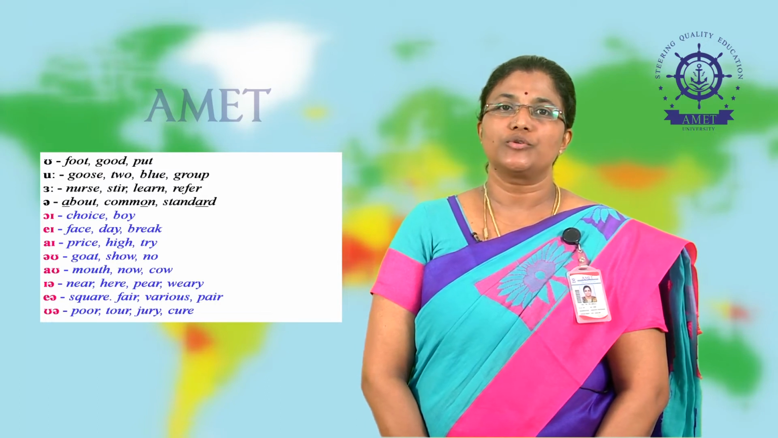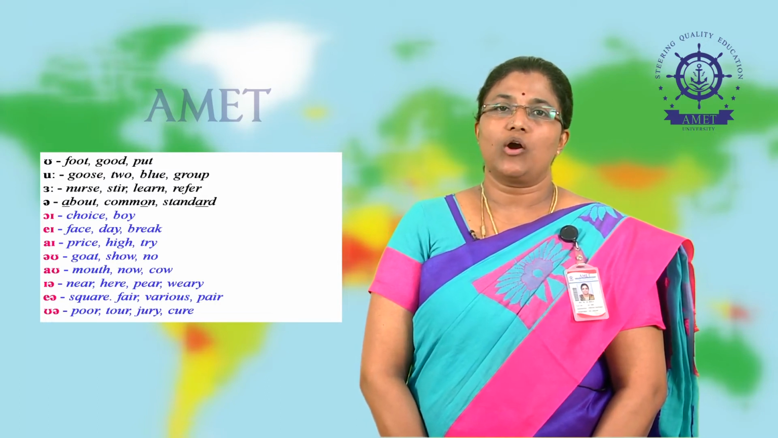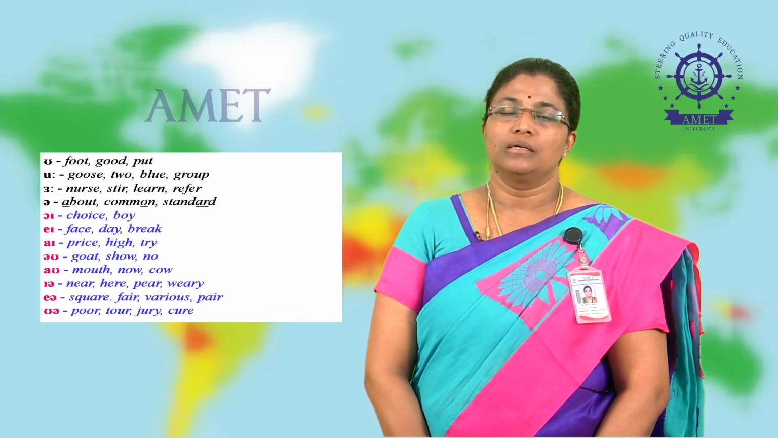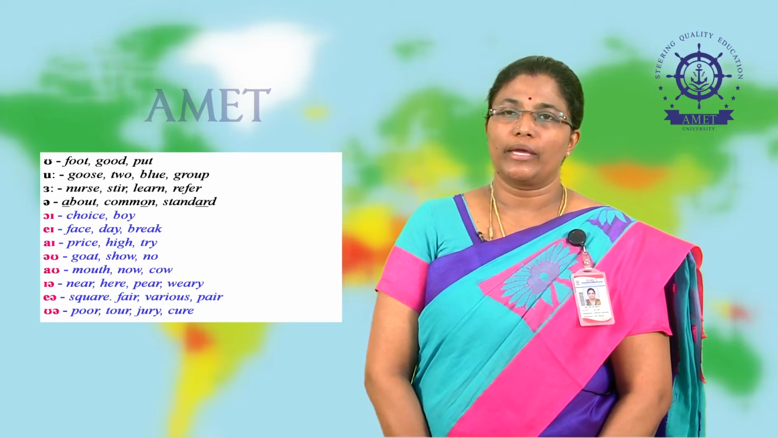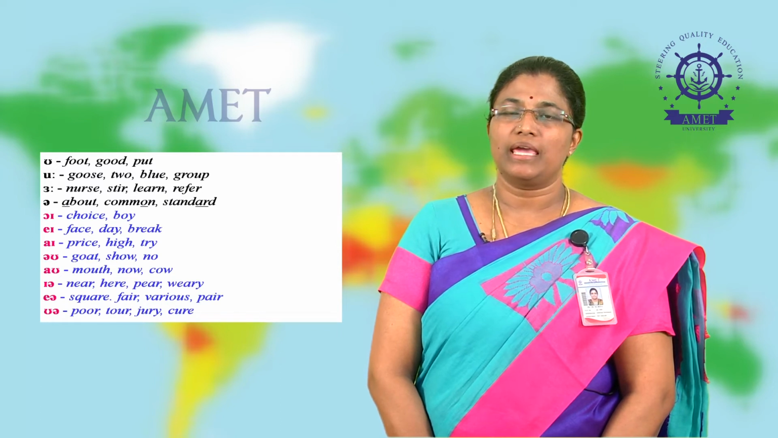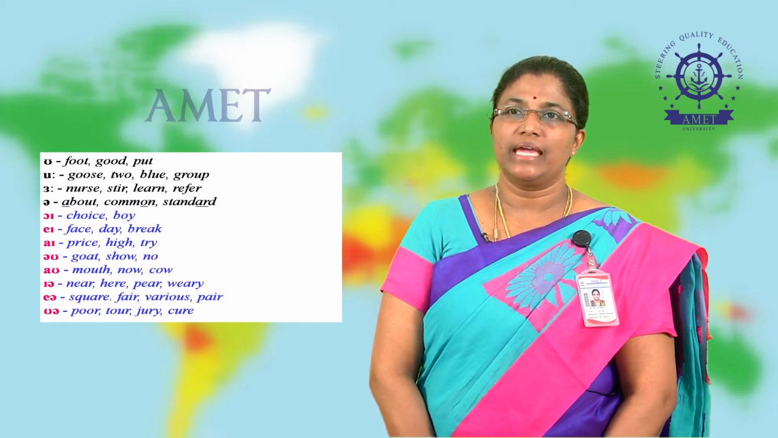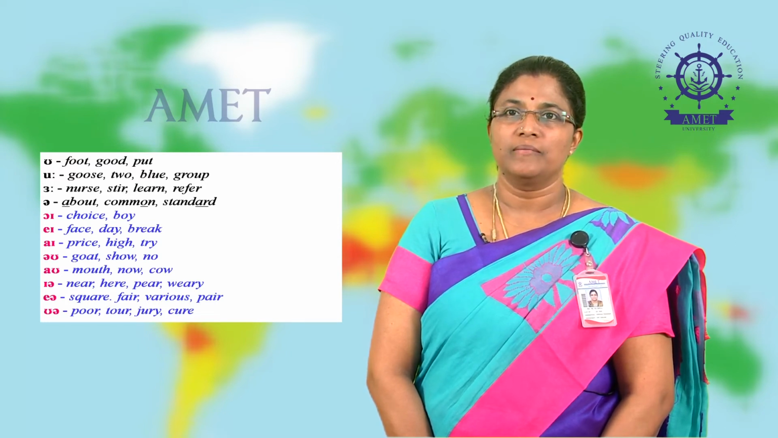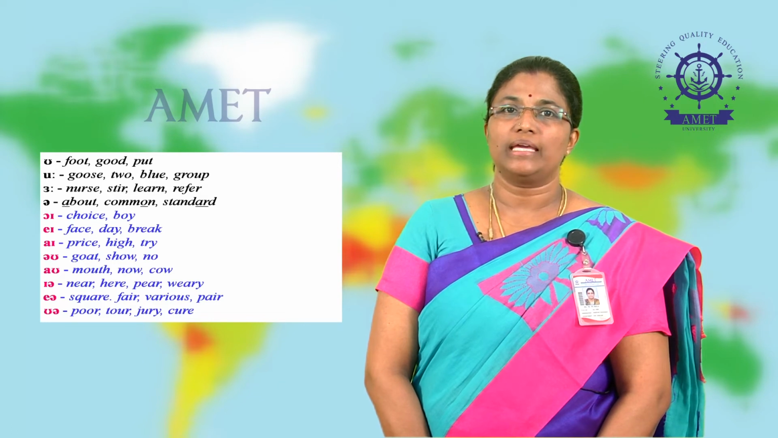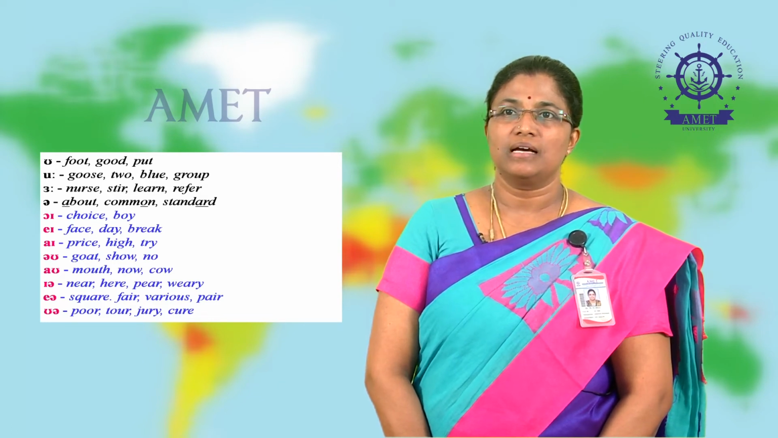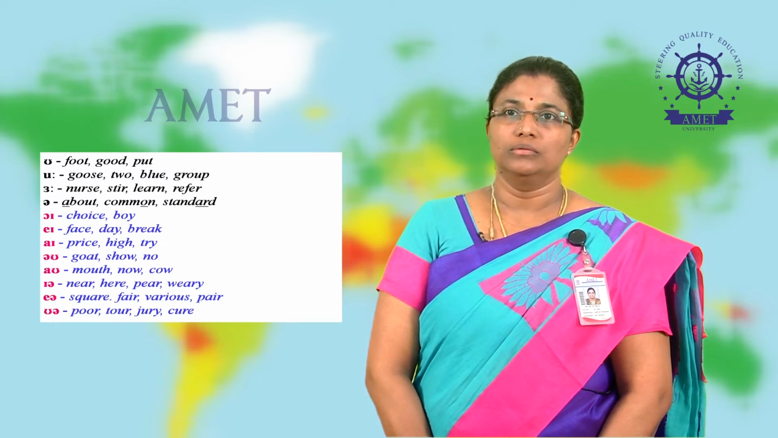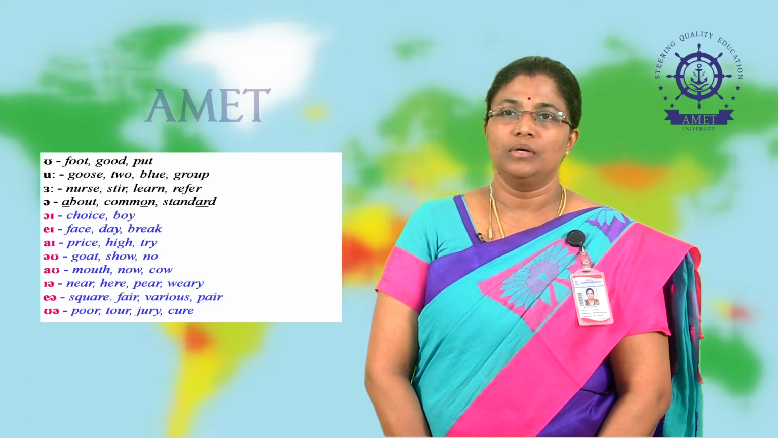Now we move on to diphthongs, which are a combination of two sounds. First one is oi, as in choice, boy. Next sound is a, as in face, day, break, which is the combination of two sounds. Next one is the I sound, as in fries, high, try. Next one is the O sound, as in goat, show, no.